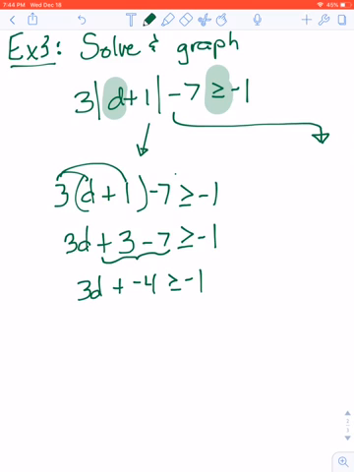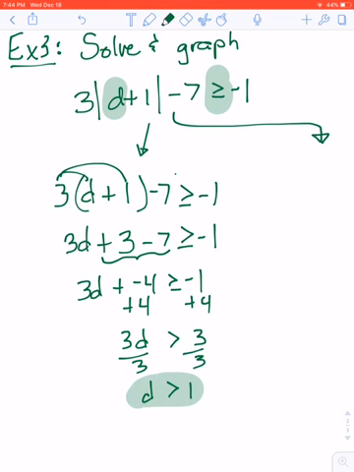And so now we need to cancel the negative 4. I do that by adding 4 to both sides. And that negative 1 turns into a 3. On the right side we have a 3d. Dividing by 3 on both sides, we get d is greater than 1. Phew! That was a long problem. Got the variable by itself.